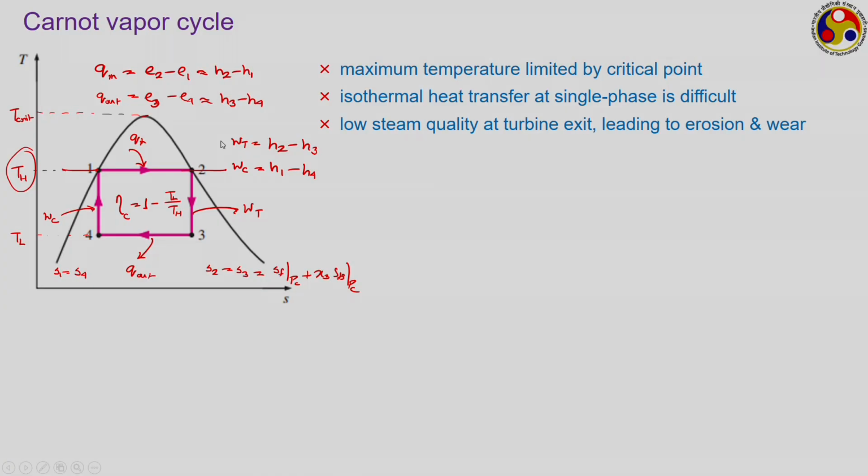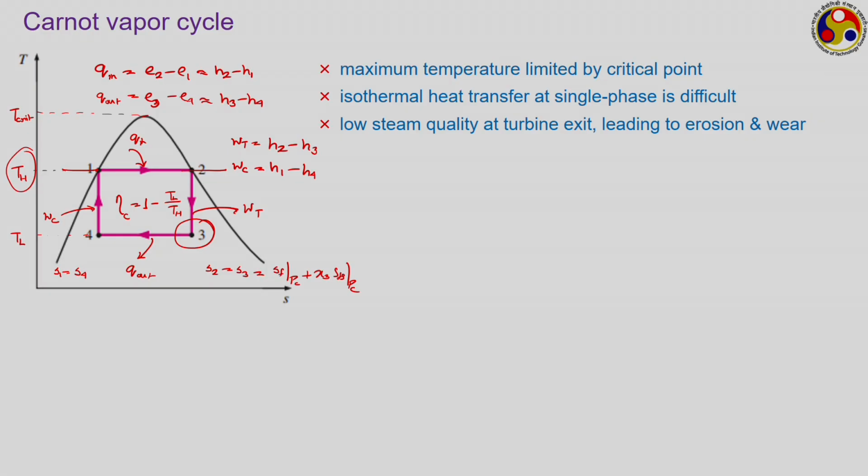Low steam quality at the turbine exit. As we are starting with a saturated vapor at the beginning of the turbine expansion process, then this point number 3 will have a significantly large amount of vapor content. This quality X3 at this point can easily be in the range of 70 to 80%, which is significantly low compared to the practical levels.